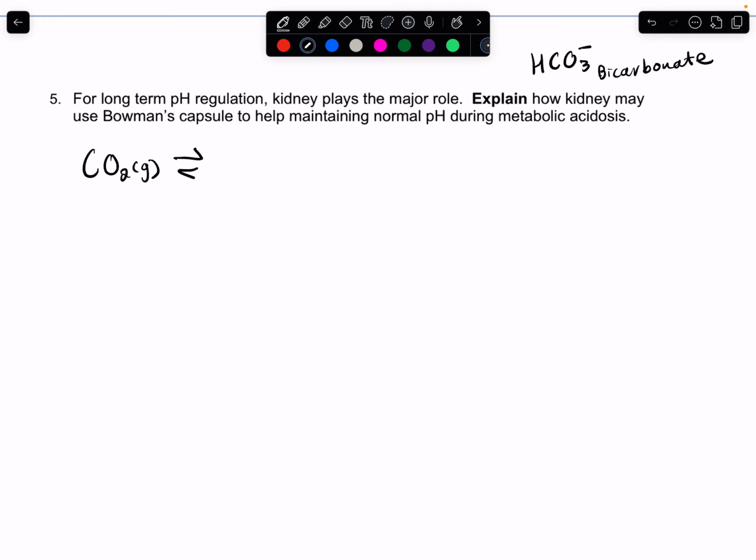Your lungs breathe in a lot of stuff. It breathes in oxygen. It also breathes in carbon dioxide. And this carbon dioxide comes in and it mixes with your blood in your lungs. So it mixes and some of it becomes aqueous. From here, the carbon dioxide undergoes a chemical reaction with water to form carbonic acid, which is H2CO3.